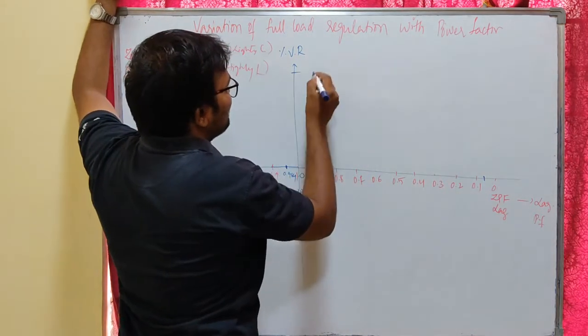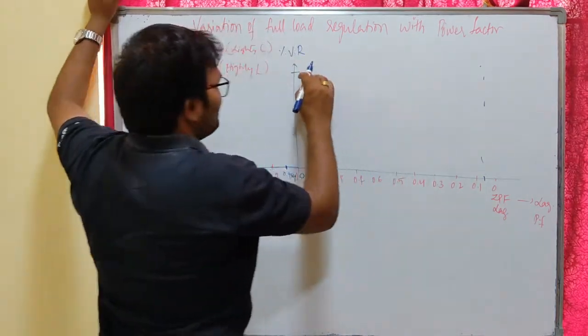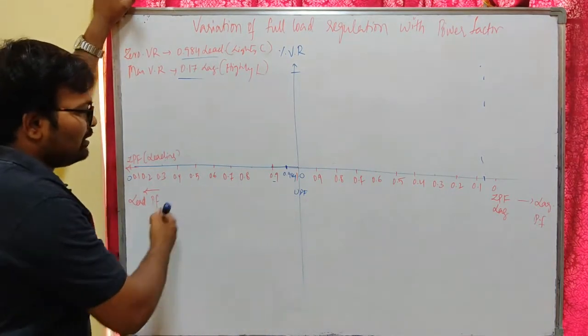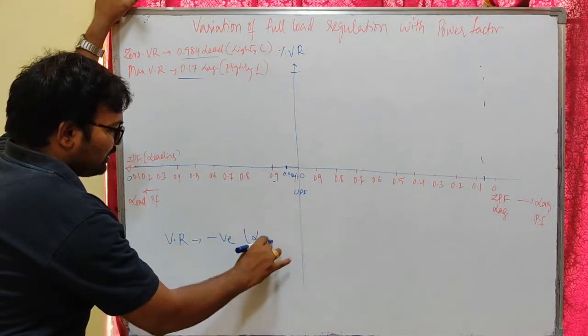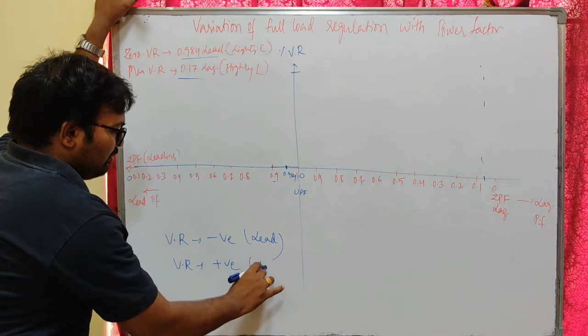Here the voltage regulation is maximum at this point. This is the voltage regulation curve. Here it is 0, and as our power factor becomes more leading, our voltage regulation will become negative, and voltage regulation will become more positive for lagging power factor.